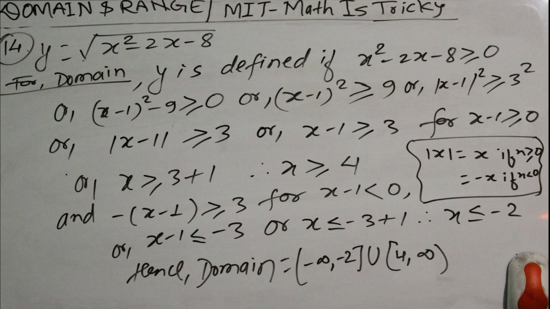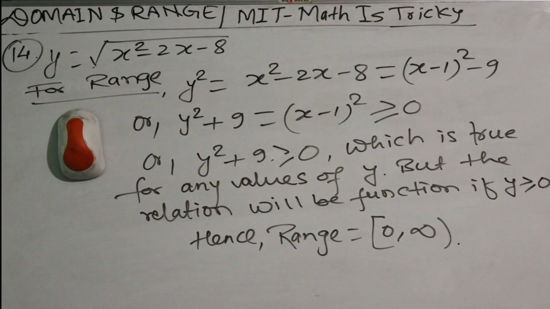Okay, now we'll move to the range of this function. How to find the range? By squaring, we can write y square equals x square minus 2x minus 8, and now expressing the right hand side as whole square, we get (x minus 1) whole square minus 9 by putting plus minus 1 on the right hand side. Now let's bring minus 9 to the left hand side.